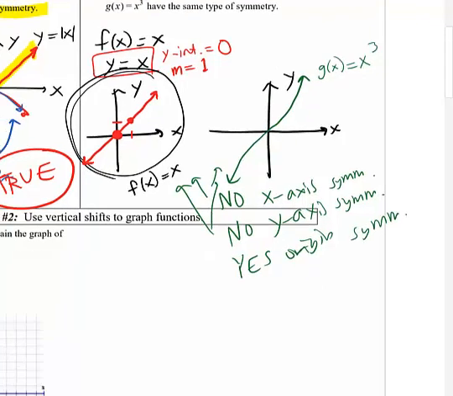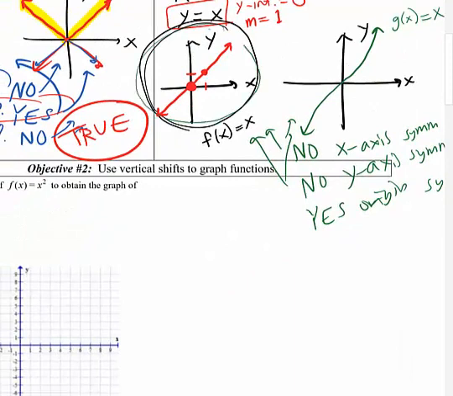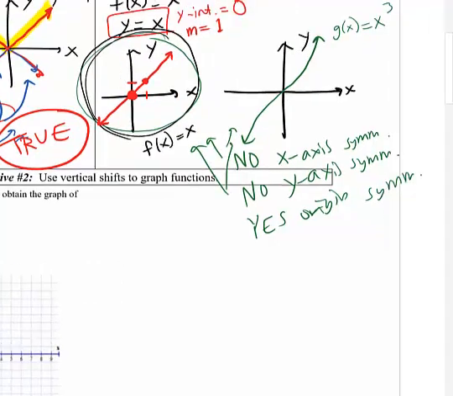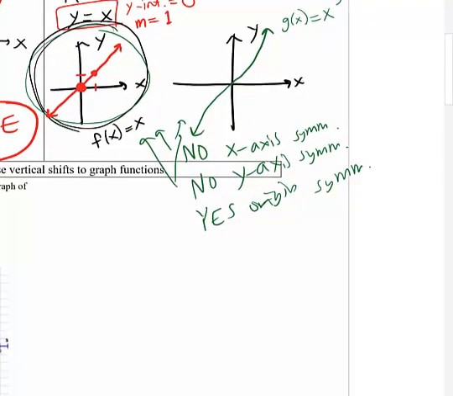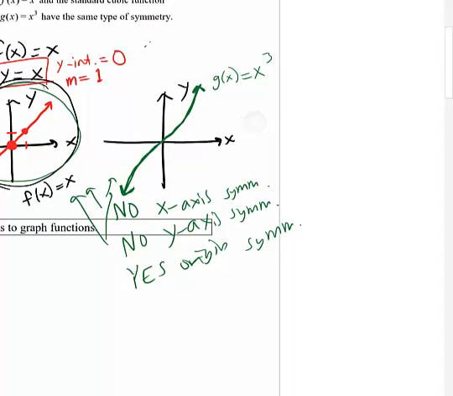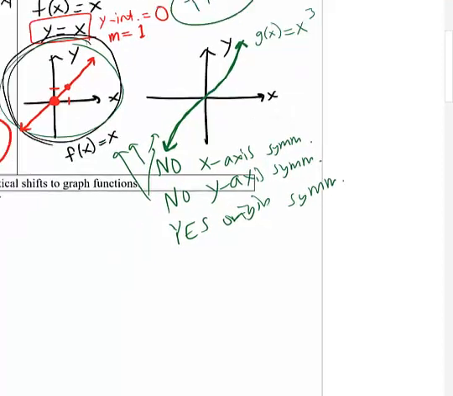Origin symmetry. Because if you were to rotate, for example, the line y equals x, 180 degrees, it would land right on top of itself. The top right portion would land where the bottom left portion is, and vice versa. And similarly for the y equals x cubed graph. The top right portion would rotate and land right where the bottom left portion is, and vice versa. So the answer is true for this one as well. They both have origin symmetry, but they don't have any other kind of symmetry.